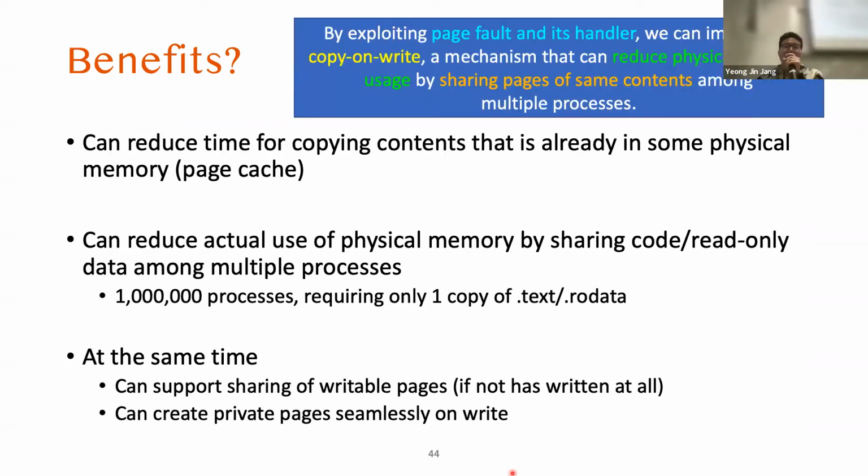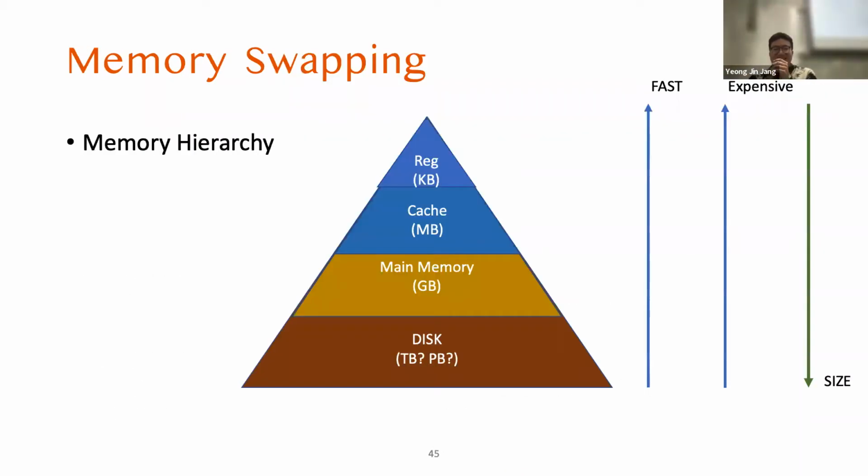So the implication is that by exploiting the page fault and the handler, we can implement the mechanism called copy-on-write, and then we can reduce the physical memory usage and share the pages. Now it's getting over time, but let me take 3 minutes to explain the last thing. The last thing is about storing the memory pages on the disk.